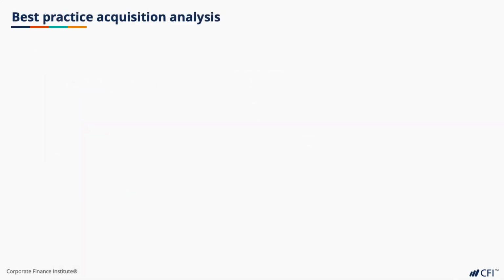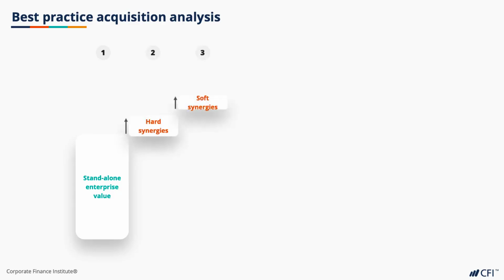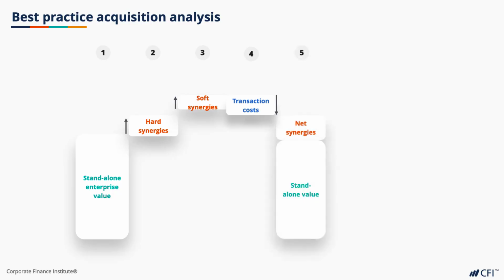Here's a diagram of how everything can be combined. You start with the standalone value of the target company. Add the value of the cost savings. Add the value of the revenue enhancements. Subtract from that the transaction costs to investment bankers, lawyers, accountants, and others. And then you're left with a combination of net synergies and standalone value. That can be compared to the purchase price or the consideration that's paid.